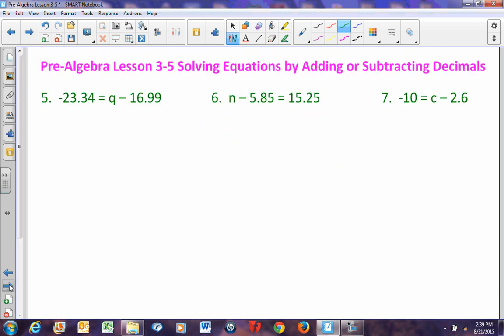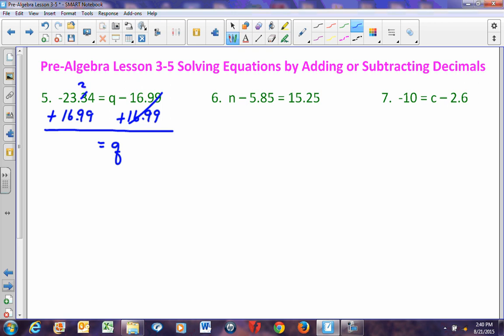Let's look at a couple of other examples. Negative 23.34 equals Q minus 16.99. To get Q by itself, I have to add 16.99 since they subtracted it. So Q equals... one's negative, one's positive, which means I actually have to subtract them, since 23.34 would be the larger number with its absolute value. So I can take 23.34 and subtract 16.99.